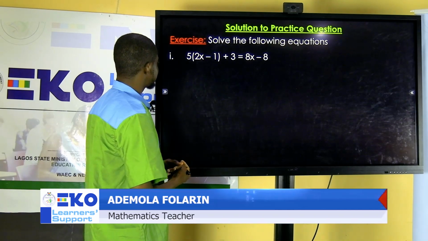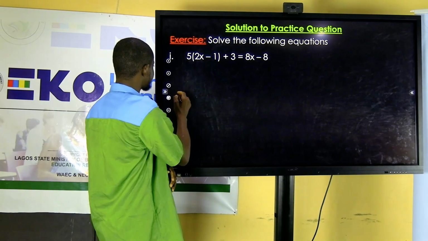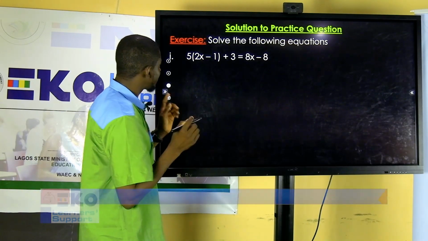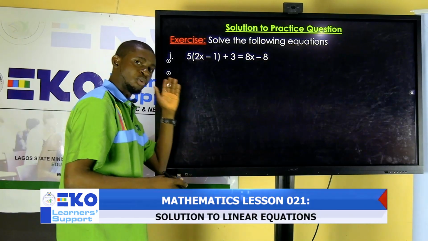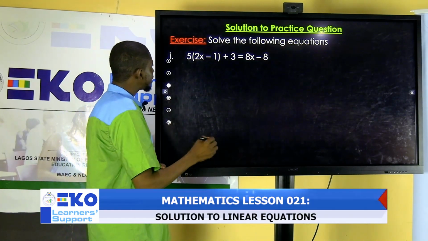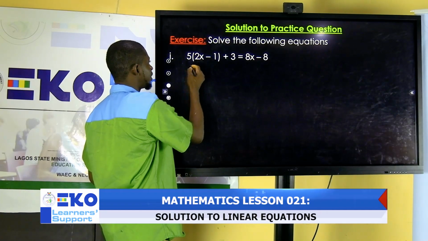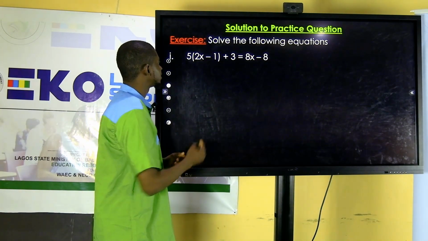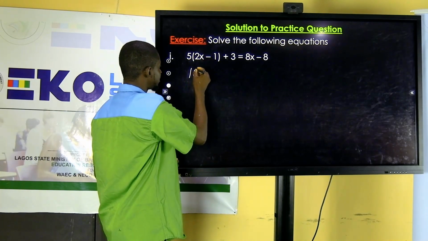In doing this, let's look at the best way to approach it. The very first thing, this involves bracket. So don't forget, you open the bracket. In opening the bracket, 5, which is the outer number here, multiply through all the terms inside the bracket. 5 multiplied by 2x gives us 10x.